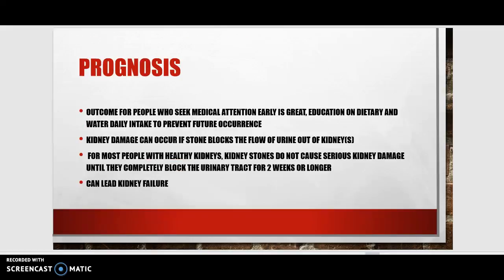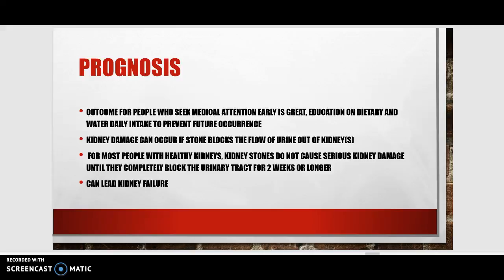The prognosis. Okay, so the outcome for people who seek medical attention early is great. They normally go on after treatment and they don't have any problems. So what their medical team will do is educate them on the right kind of diet, making sure they're staying hydrated to dilute their urine so they can prevent further occurrences.